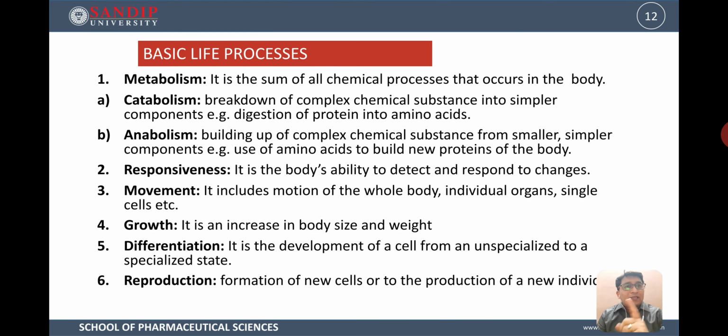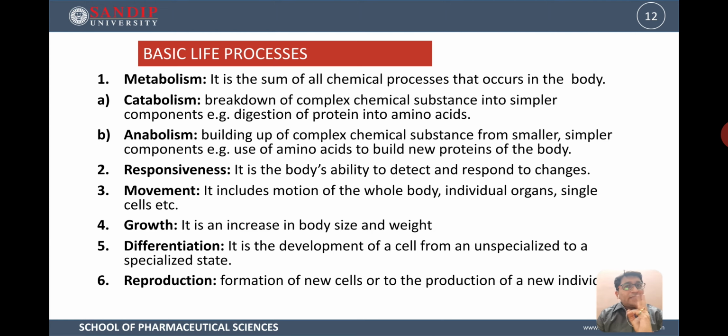So try to remember, cata means breakdown, the process of breakdown of chemical substances from complex to simple. Then the second one is anabolism. Ana means up, it means building. So the building of complex substances from smaller, simpler components. For example, use of amino acids to build proteins. In catabolism, breakdown of proteins into amino acids, but in anabolism, amino acids are used to build new proteins in this fashion.